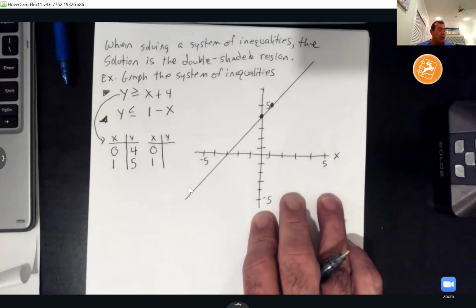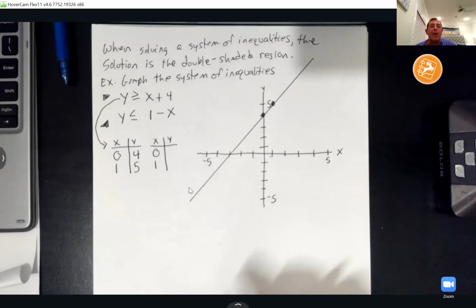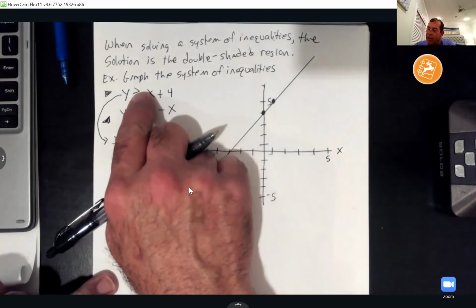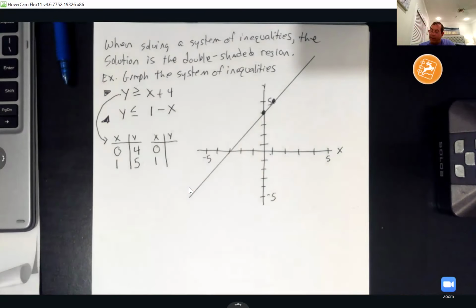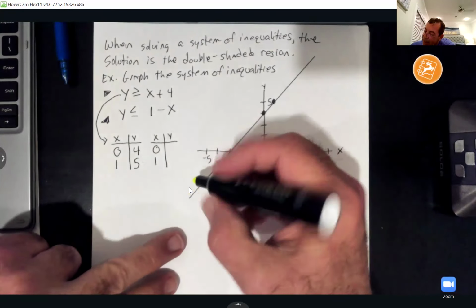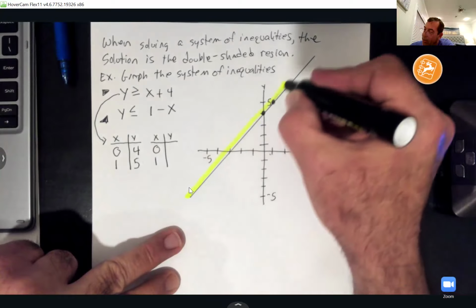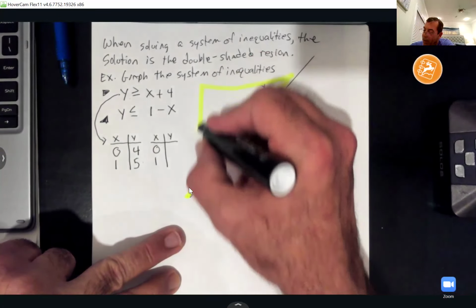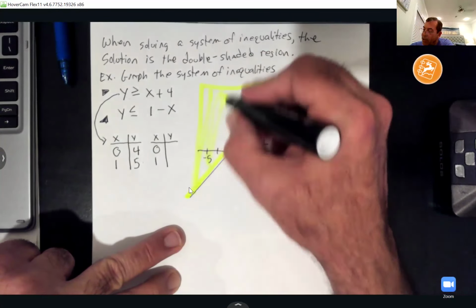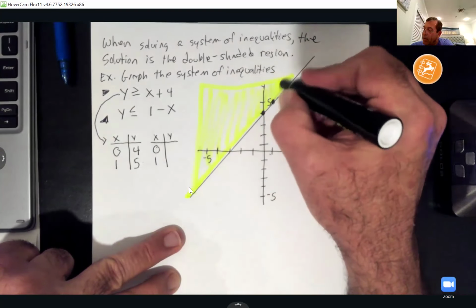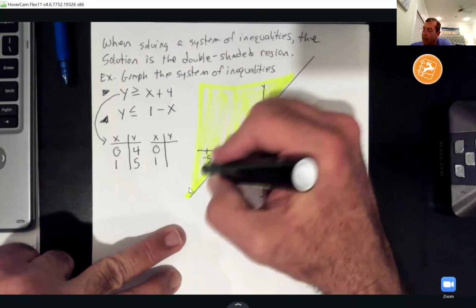Now, do I want to shade that first line above or below? We always greater than, and we said it's going to shade above. So this first line is shading all this above this line over here. It's shading all that. Okay.